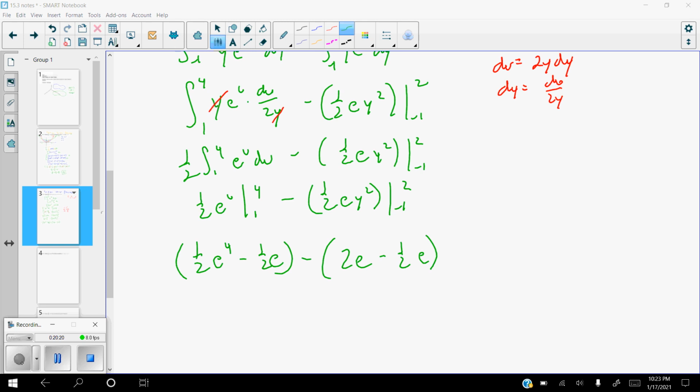So what's going to go away? It looks like this minus 1 half e minus a minus 1 half e. Those are going to go, oops, that's supposed to be red. These are going to go away. And then it leaves me with 1 half e to the 4th minus 2e. So there's your volume doing a type 2. And obviously we had to use a couple of antiderivative techniques, use substitutions and so on.